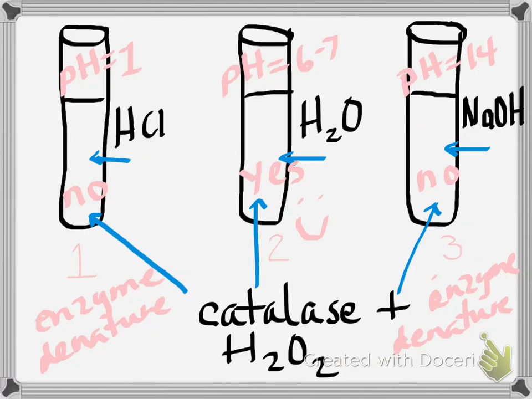So that's why biological systems are buffered. They try and keep their pH at the optimum so that their enzymes work. So if their enzymes get denatured, they stop working, and that's not good for life. We want our enzymes to work.